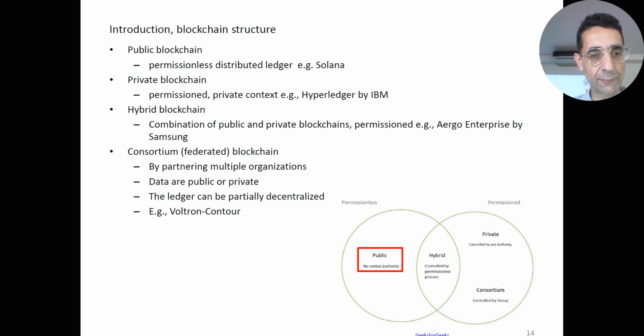We also have the consortium or federated blockchains, which is a partnership between multiple organizations, and they share data which can be public or they can be private, and the ledger can be partially decentralized. An example of this is, I think it's Voltron Contour, which is a blockchain for managing documents, official documents and stuff like that.